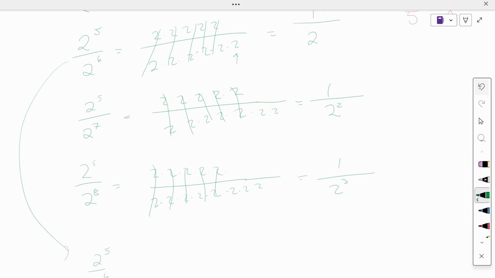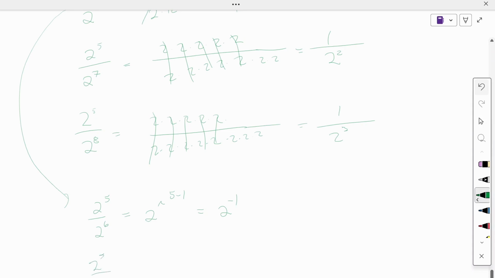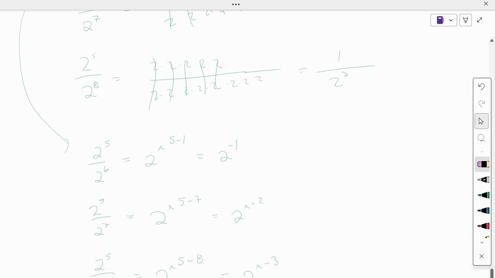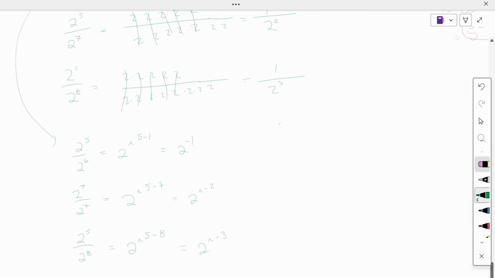So 2 to the 5th over 2 to the 6th, we know that's going to be 2 to the 5 minus 6 power, and that's going to give us 2 to the -1. All right, 2 to the 5th over 2 to the 7th, that gives us 2 to the 5 minus 7, which gives us 2 to the -2. And if I've got 2 to the 5th over 2 to the 8th, it's going to give me 2 to the 5 minus 8, or 2 to the -3rd power. And voila, we just line up our terms to see what happens.